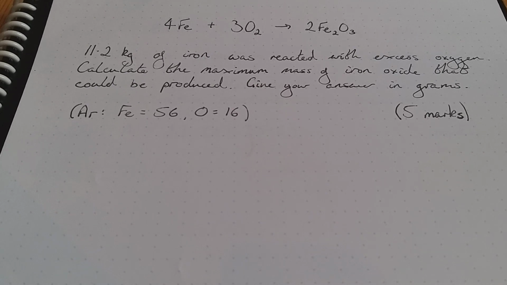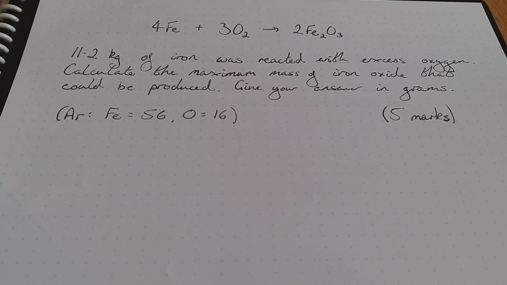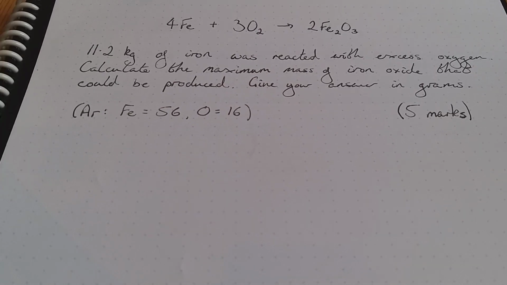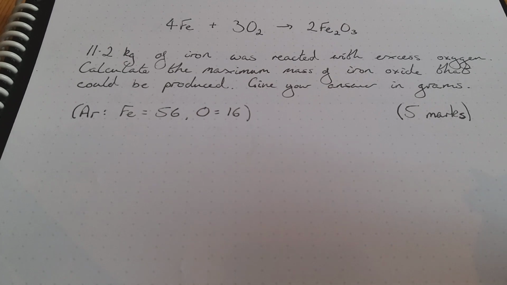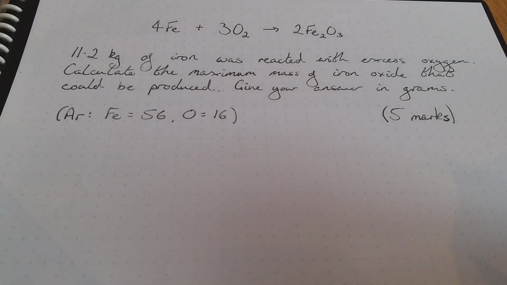We've got the equation for making iron oxide, and so this balanced symbol equation is given for you at the top. Let's read through the question, and as always we need to bug the question as we go. 11.2 kilograms of iron was reacted with excess oxygen. So I'm going to put a circle around my number, 11.2 kilograms.